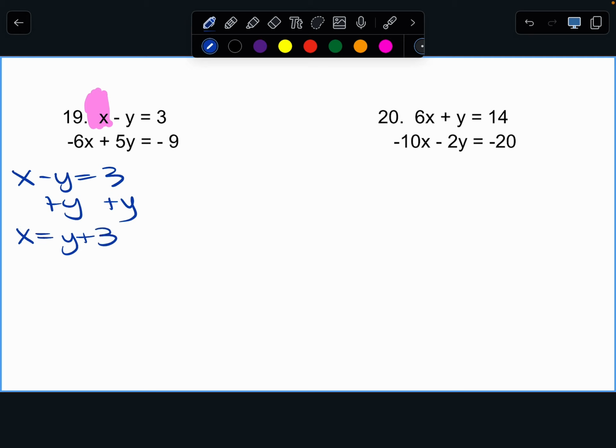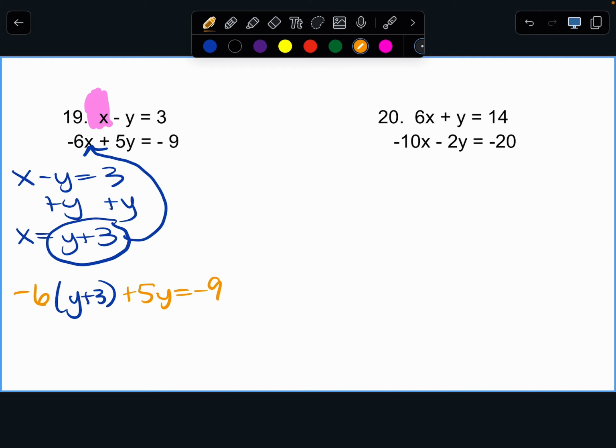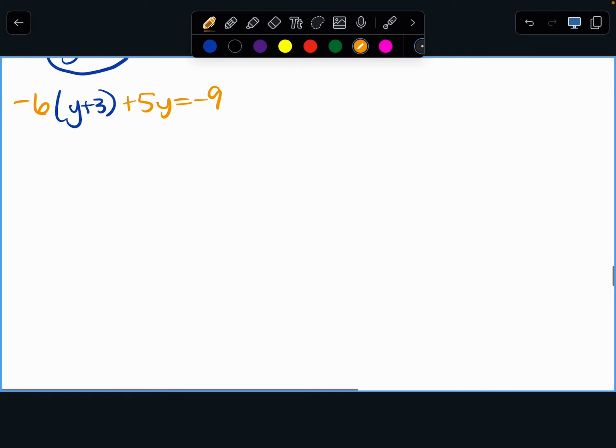I am going to take this right here and I'm going to plug it in for this x right there. So I have negative 6. I'm replacing the x with y plus 3 plus 5y equals negative 9. I'm going to solve this. I multiply, I get negative 6y. Multiply, negative 18. Plus 5y equals negative 9.